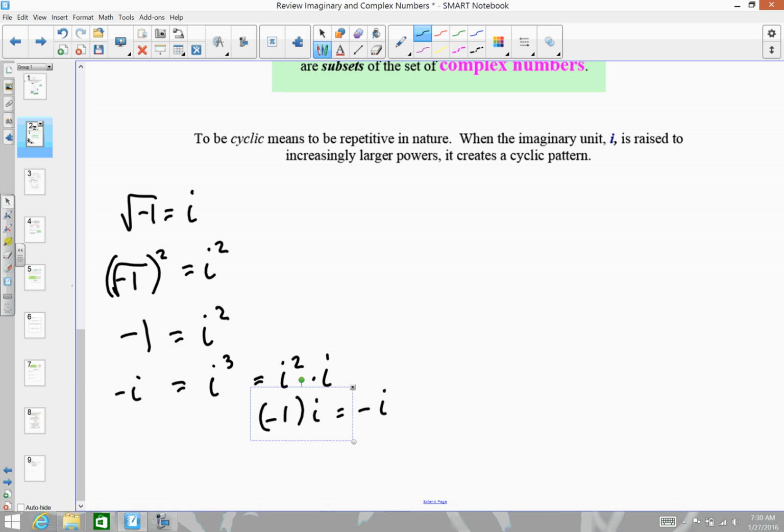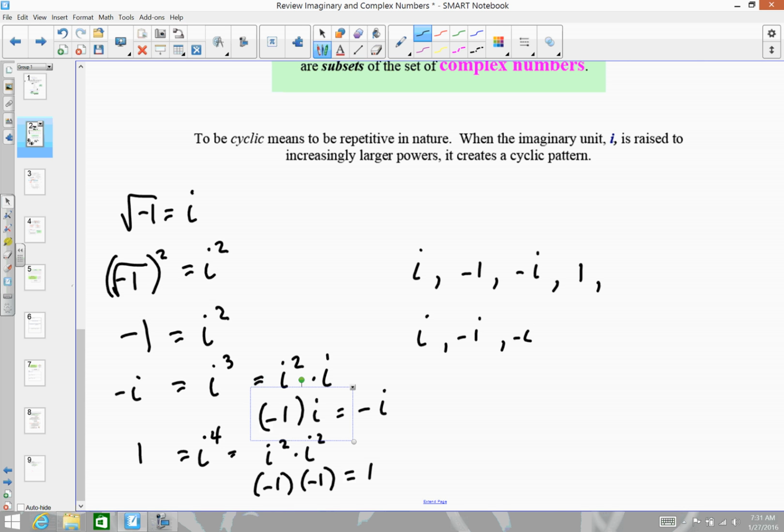Start to see a pattern going on here. So I squared is -1, I to the third is -I, and I to the fourth is the same as I squared times I squared, or -1 times -1, which equals 1. Your cycle is going to repeat. You are going to get solutions of I, -1, -I, 1, and then again I, -1, as you increase the power that you are bringing I to by 1.